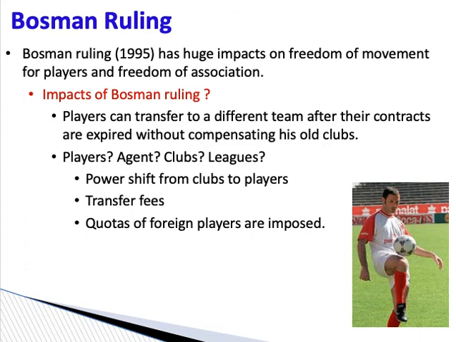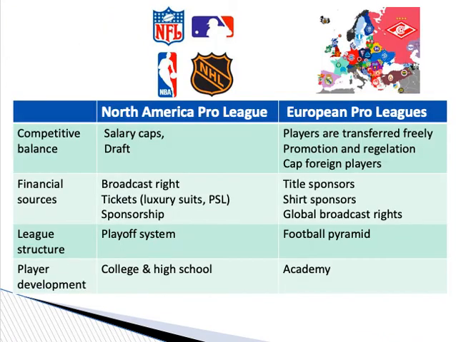So the last topic, we're going to talk about the European professional sports leagues. We're going to do a big comparison between professional sports leagues in the US and Europe. In terms of competitive balance strategy, in the professional sports leagues in the US, we're using the salary cap, we're using the draft, right? Professional sports leagues in Europe, the players transfer freely, right? They use promotion and relegation, and they can cap the foreign players, right?